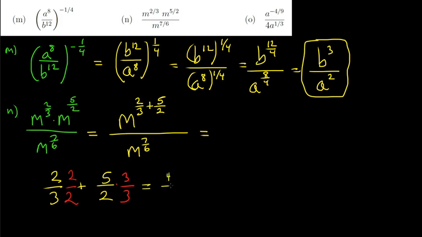So we get a common denominator. This is 4 over 6 plus 15 over 6. And now that we have a common denominator, we just add the numerators. 4 plus 15 is 19. So the numerator is going to be m to the power 19 over 6.